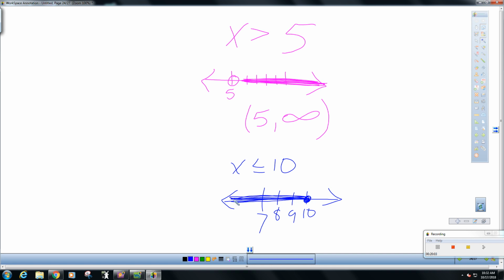Interval notation. Negative infinity, 10. What kind of bracket? It's a hard bracket.